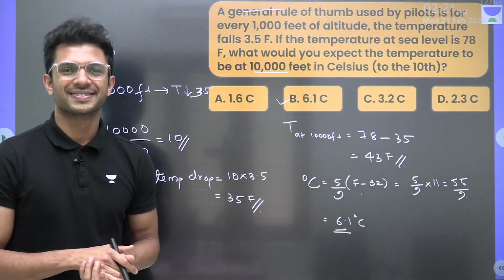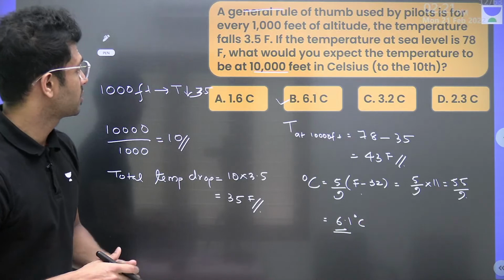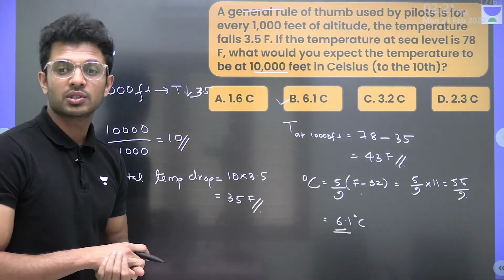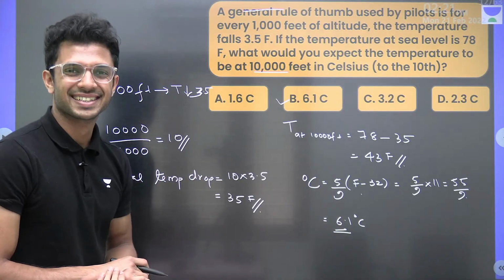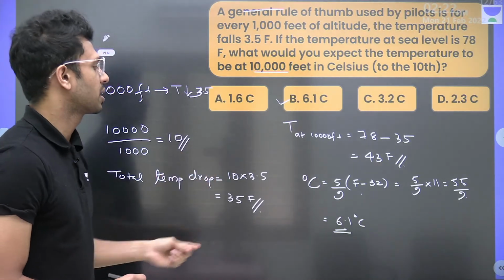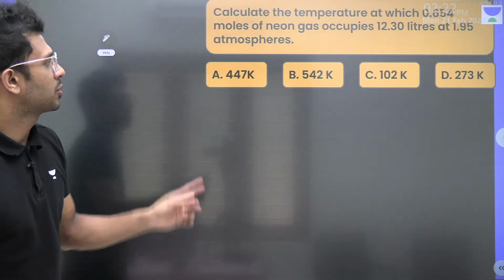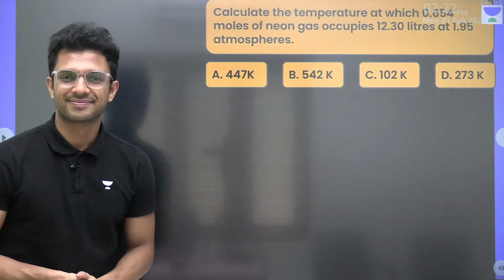How simple is that concept? Then I don't know why everyone was going with option A. Everyone was like, sir, isn't it option A? Okay, actually it's 6.1, not 1.6. Anyway, everyone got it. Next question.